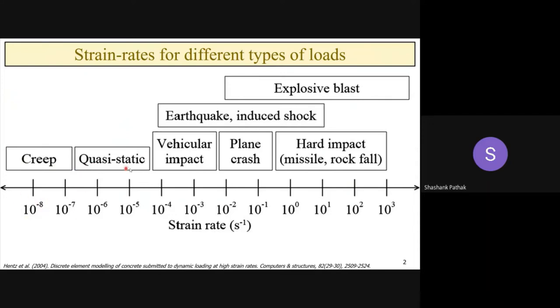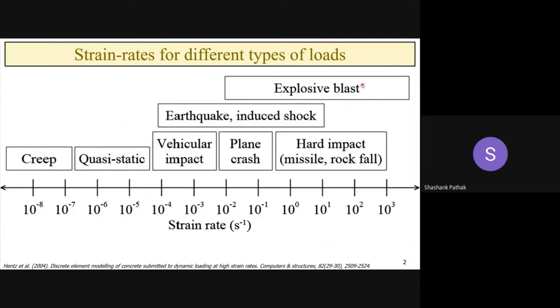Then we consider quasi-static loading, which is almost as slow as creep. Then vehicular impact, plane crash, hard impact. As we go towards hard impact, missile, and rock fall, the strain rate is increasing. Then we see earthquakes, which fall in this particular zone of this magnitude. And then we have explosive blast. Blasts are generally in the higher range, up to 10 to the power 3. Sometimes this may go even higher.